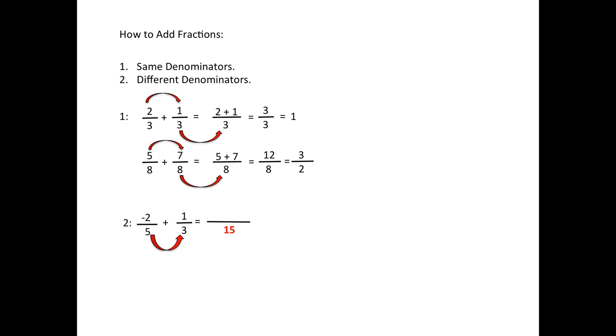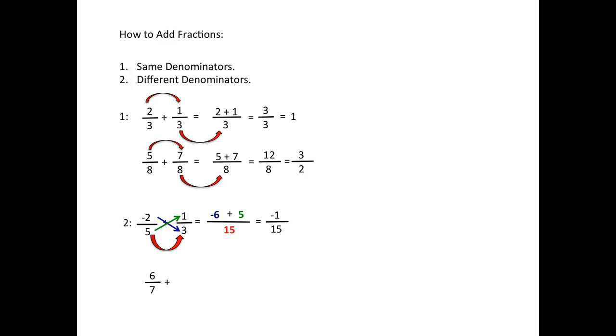For example, negative 2 times 3 is negative 6. And after that, the cross multiplication is 5 times 1, in this case 5. And you keep the sign between the two fractions. In this case, negative 6 plus 5 is equal to negative 1 divided by 15. This is going to be the answer.